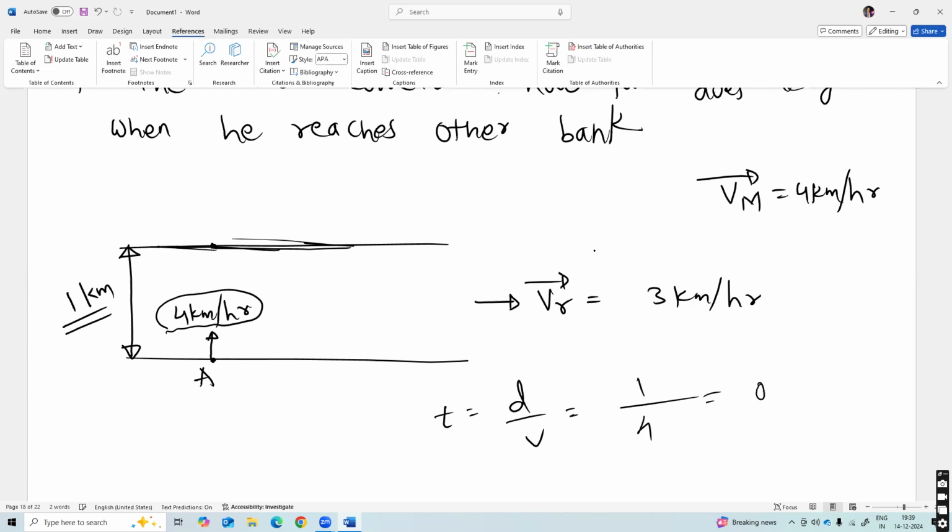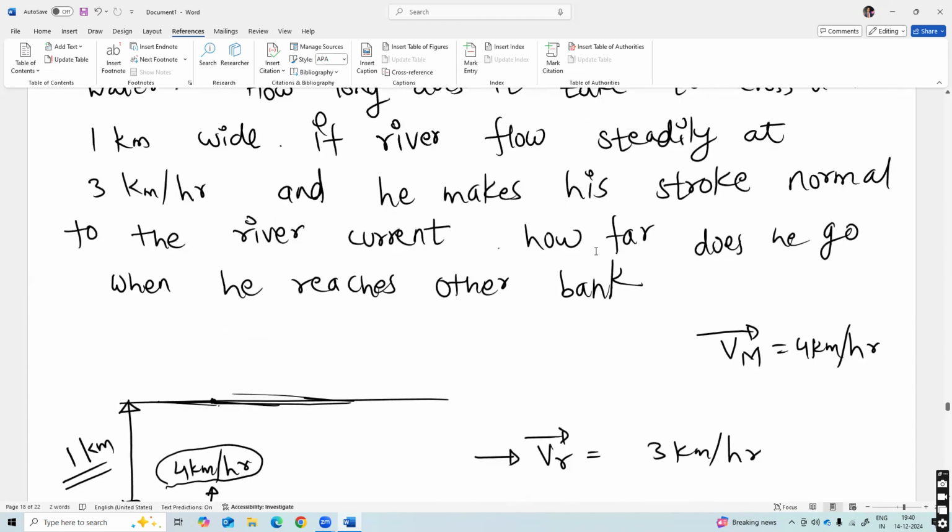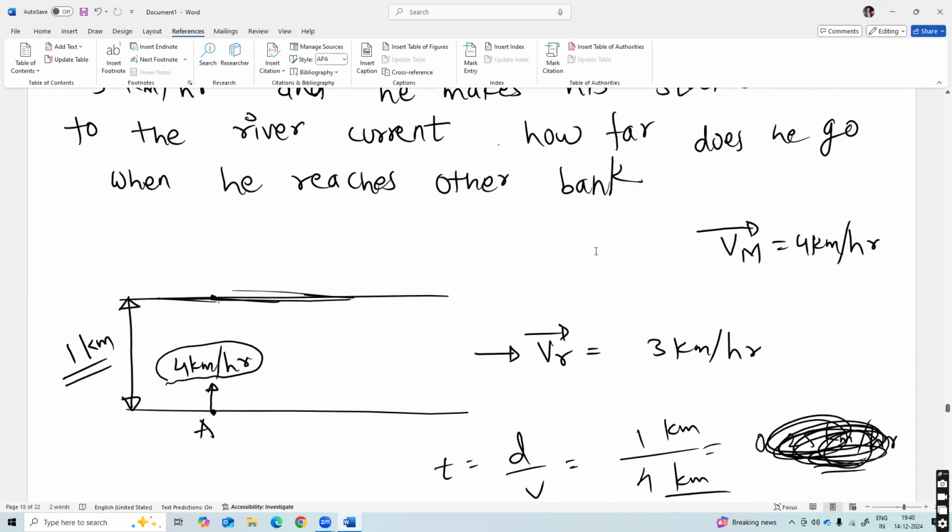So D is 1 kilometer and speed is 4 kilometer per hour, basically 0.25 hours. So he will take 0.25 hours for reaching from a point on one bank to the other bank of this river. Now they are asking us to find how much distance he will cross.